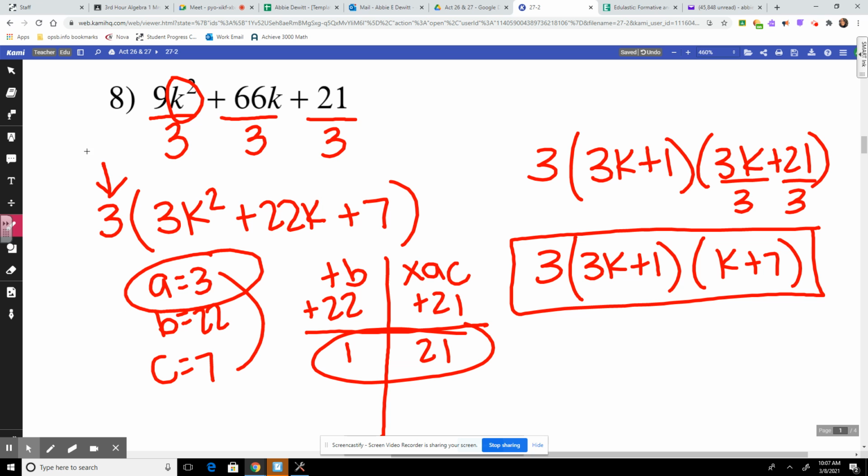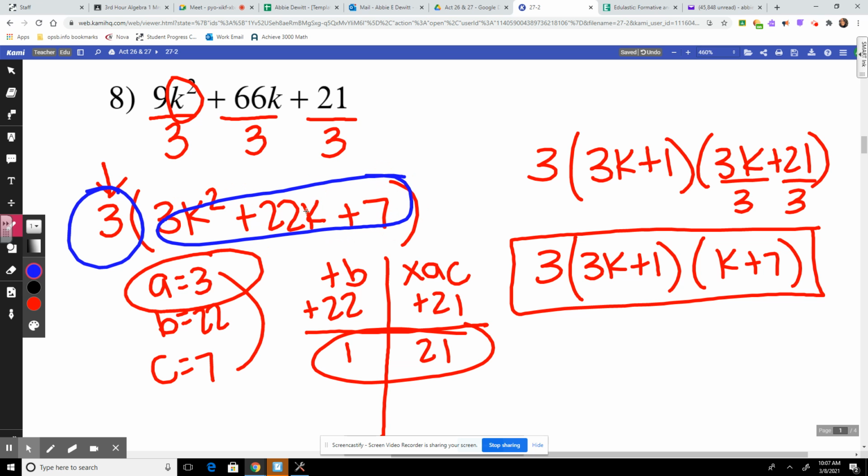Okay, so these are a little bit different. You've got to factor out your GCF. Once you factor out your GCF, you factor what's inside the parentheses the way that we were doing numbers 1 through 6. And essentially ignore the 3 GCF until you have to write it in your answer.